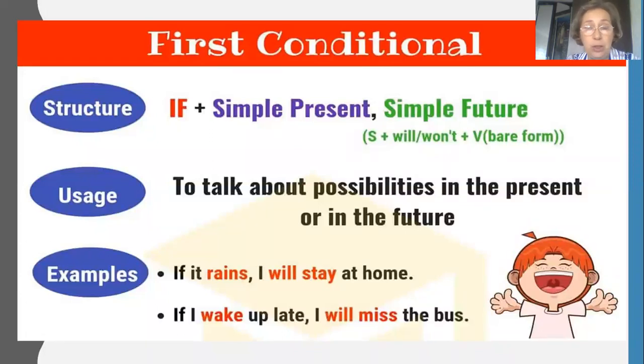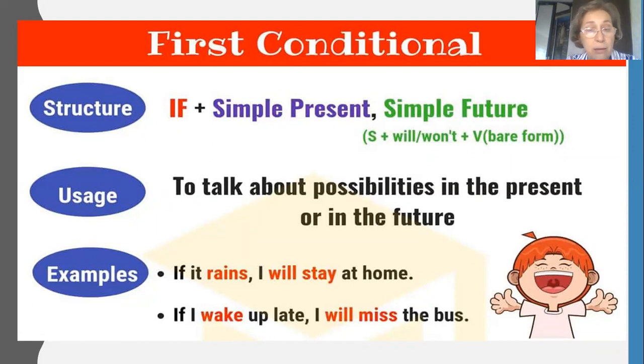When do we use the first conditional structure? We use it to talk about possibilities in the present or in the future, mostly in the future. And the trick is that if we speak about future and we use the future simple in the main clause, we shouldn't use future in the if clause after if. We should use the present simple instead. This is the rule. Don't use future after if. And there are a couple of examples here on this slide.